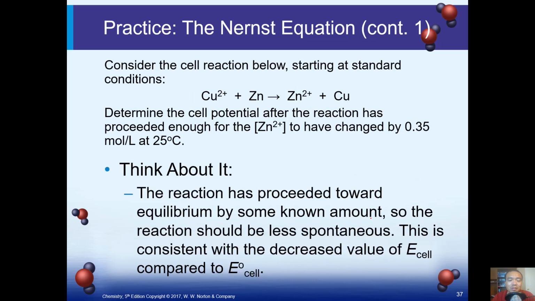1.095 volts. Right. Let's think about it. The reaction has proceeded toward equilibrium by some known amount, so the reaction should be less spontaneous. This is consistent with the decreased value of E cell compared to E naught.